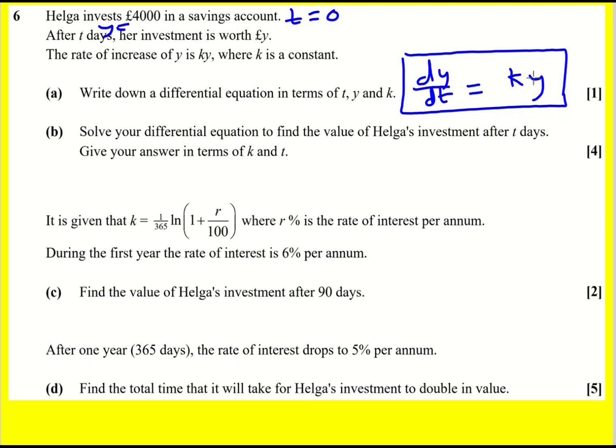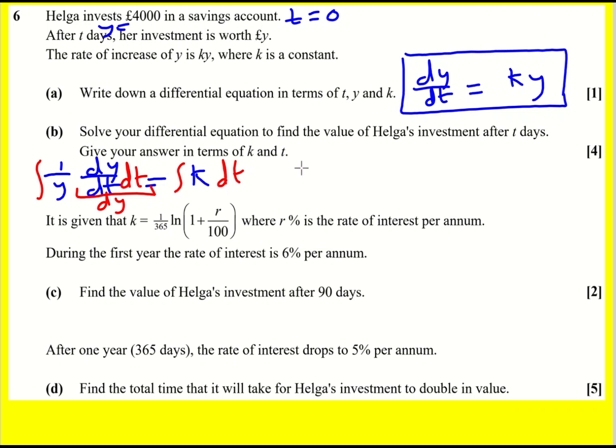So we cannot integrate this directly. K is a constant, but y is a function of t. So we need to use separation of variables here. Divide through by y, and we get 1 over y dy by dt equal to k. And then we can integrate both sides with respect to t. Alternatively, you might times this through by dt and then integrate. You'll get the same thing because, using the chain rule, this cancels down to dy.